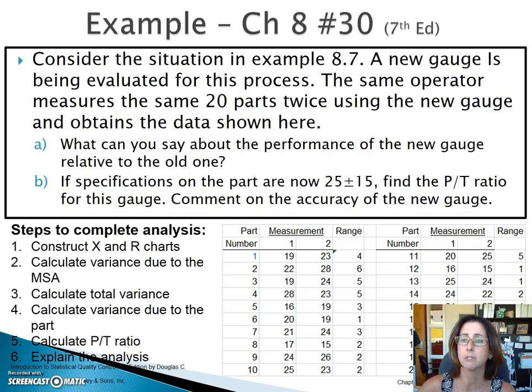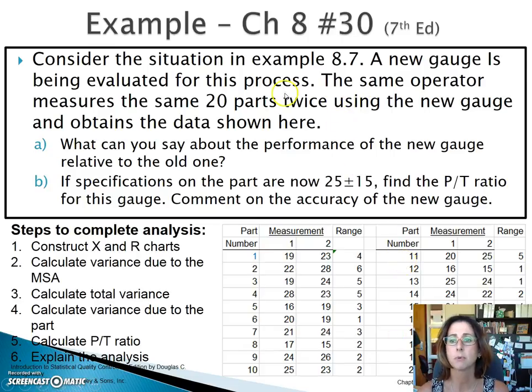So we have another example, and you can see this is problem 30 out of the 7th edition of the Montgomery text that we're using for class. Let me get to my slide here. So we have data, and you can't see all of the data because I'm covering it here, but we have a part number, and each part number is measured twice, okay? So 10 parts, 20 measurements. This actually might be the same as our prior one, I believe.